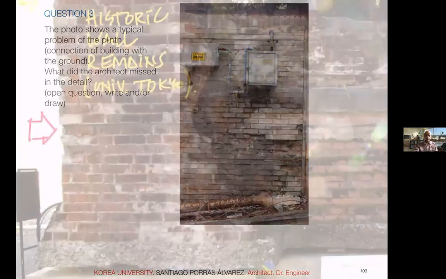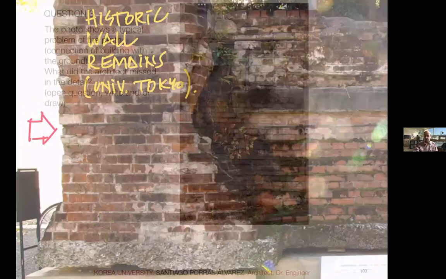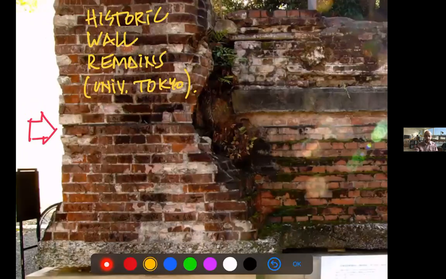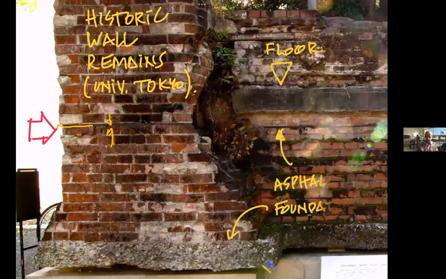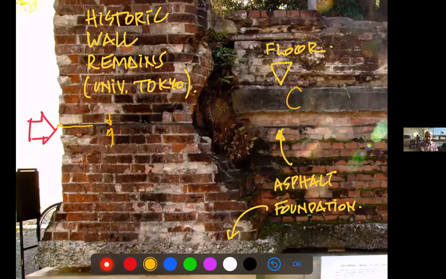This is an example of a historical wall at the University of Tokyo. It's probably 18th century. And you can see the asphalt layer. You see the foundation, the asphalt, and the first floor. So this kind of space between the foundation and the rest of the structure is a remain. This is a kind of historical archaeological remnant, but it's quite interesting to see how those precautions have always been taken into account in the construction.